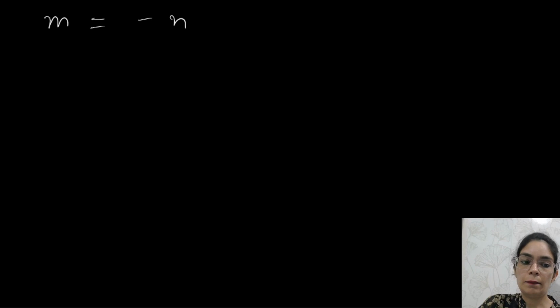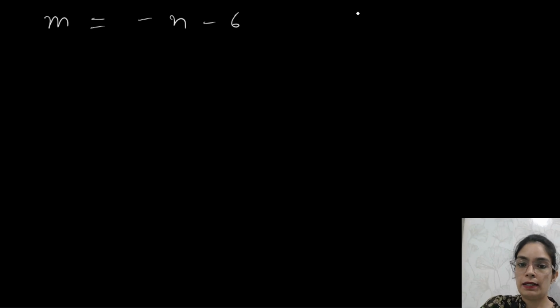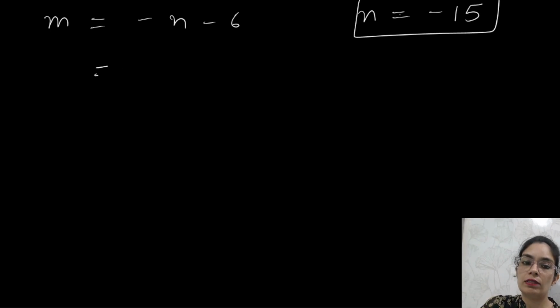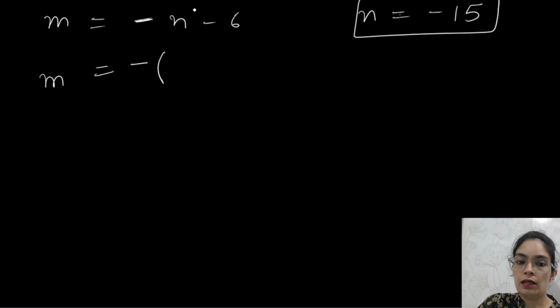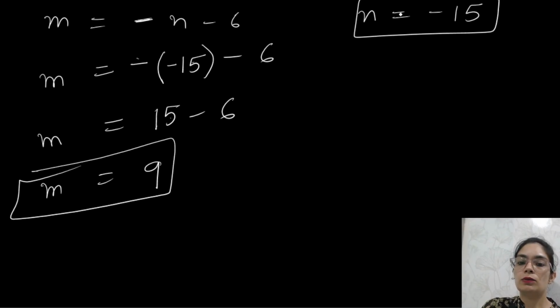So m's value I got, m is equal to minus n minus 6. But the value of n we got is equal to negative 15. So now this value of n we will substitute here and we'll find the value of m. So minus, this minus is already there. I write the value of n also, which is minus 15 minus 6. So this minus minus will become plus. So positive 15 minus 6. So m is equal to 15 minus 6 is 9. So m is equal to 9. So n is equal to minus 15 and m is equal to 9.